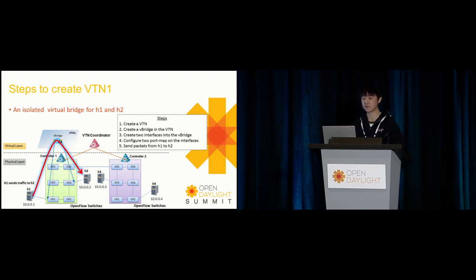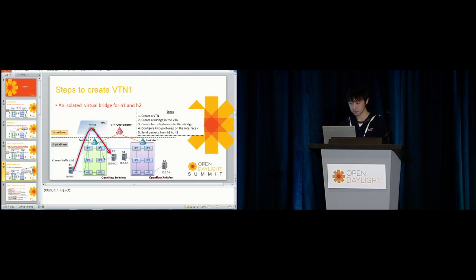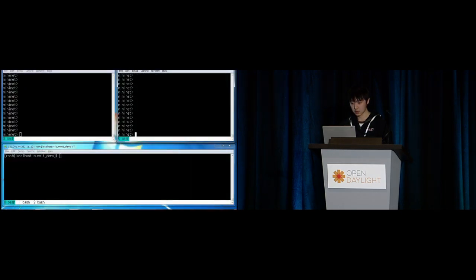So before creating VTN 1, let me send packets from host 1 to host 2. This window shows the console of Mininet 1, in which 6 OpenFlow switches and hosts are running. Here I can operate the OpenFlow switches and hosts. This window shows the console of Mininet 2. And this window shows the console for the VTN Coordinator. So now, host 1 sends ping packets to host 2.